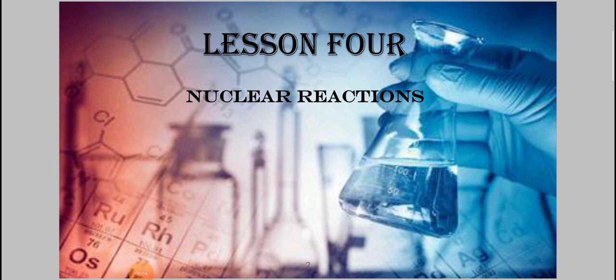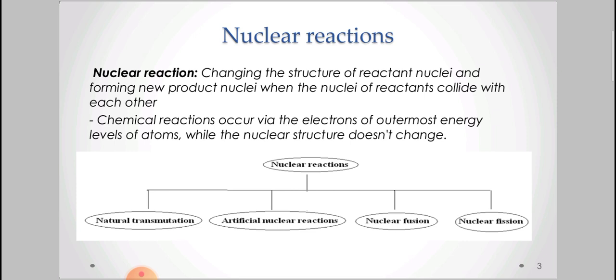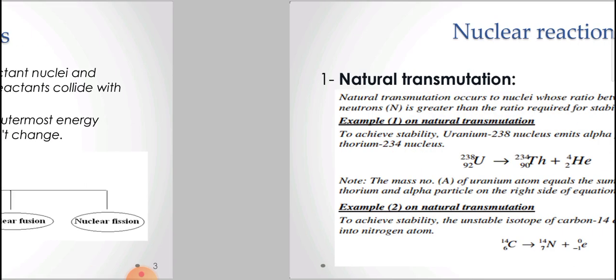It's time for Nuclear Chemistry Lesson 4, Nuclear Reactions. Nuclear reactions change the structure of reactant nuclei, forming new product nuclei when the nuclei of reactants collide with each other. Chemical reactions occur via the electrons of the outermost energy level of atoms, while the nuclear structure doesn't change. Nuclear reactions consist of four types: natural transmutation, artificial nuclear reactions, nuclear fission, and nuclear fusion.